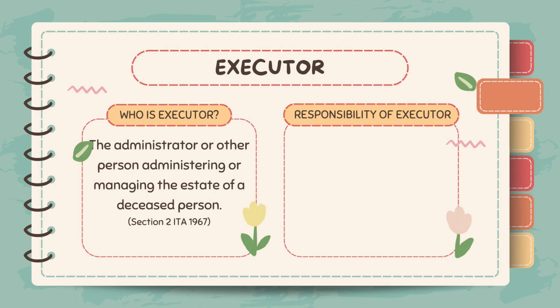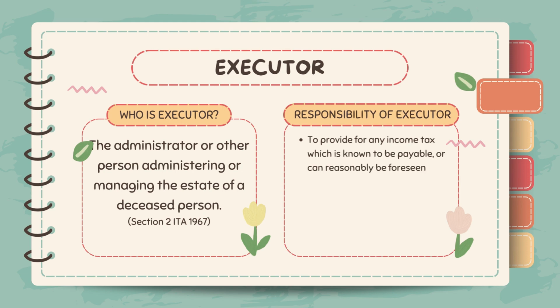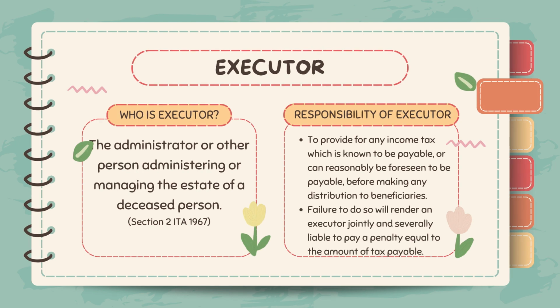Responsibility of the executor and penalty for non-compliance. The responsibility of the executor is to provide for any income tax which is known to be payable or can reasonably be foreseen to be payable before making any distribution to beneficiaries. Failure to do so will render an executor jointly and severally liable to pay a penalty equal to the amount of tax payable.